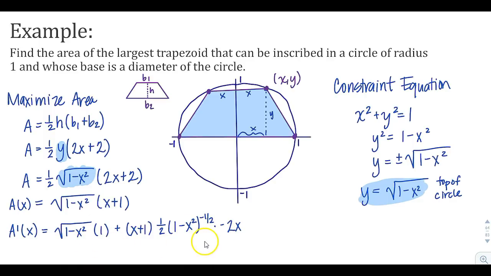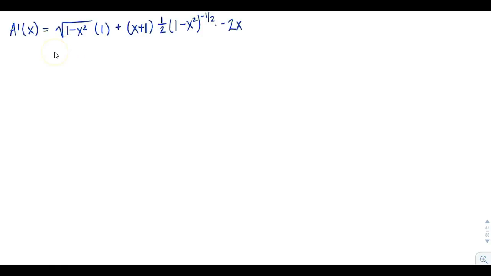So now it's a matter of simplifying this derivative so that we can find critical values. So let's go ahead and simplify this. We get the square root of 1 minus x squared for the first term, plus, let's see, the 1/2 and the 2 are going to cancel. So I have a negative x and an x plus 1 in the numerator. So I have negative x, x plus 1.